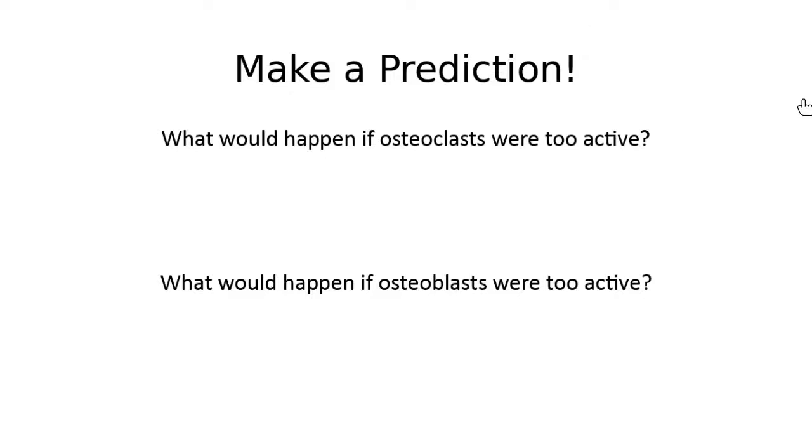We are covering the rest of the material from lesson number 8 about the skeletal system. To help us get into this material, we did a few prediction questions here in groups. So we're going to start by talking about what might happen in your body if our two main types of bone cells were to become too active.